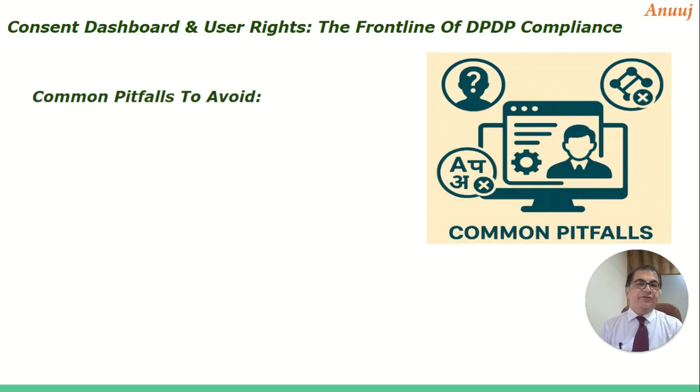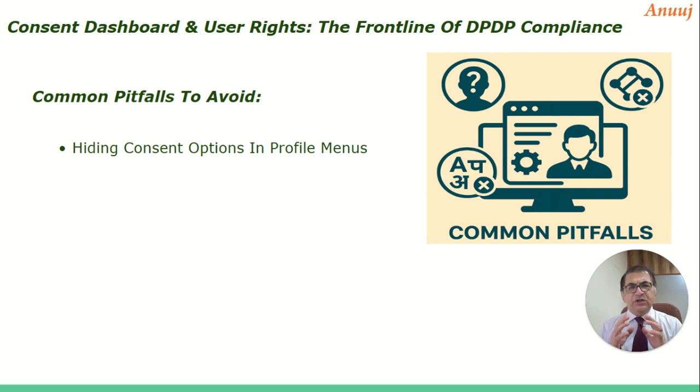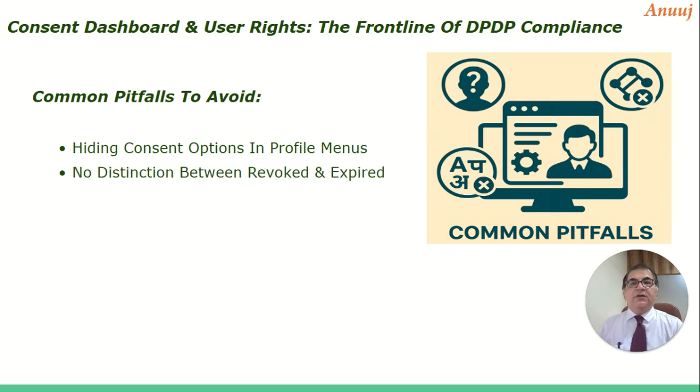Last but not the least, some pitfalls to avoid. You should avoid hiding consent options in the profile menus. Consent options should be easily visible. Remember, you are talking of consent and now clubbing it with user rights, two most important things of privacy. So hiding, check all, accept all, not acceptable. You should keep a distinction between revoked consents and expired consents. Because expired means time limit crossed or condition passed, and revoke means I didn't like the service.